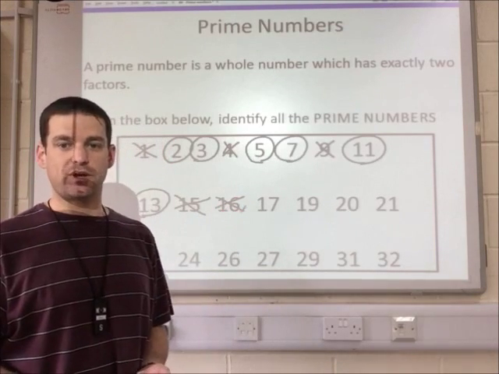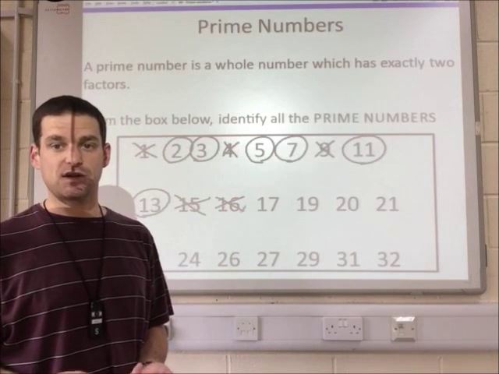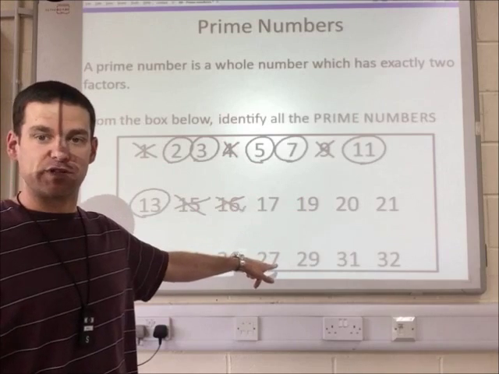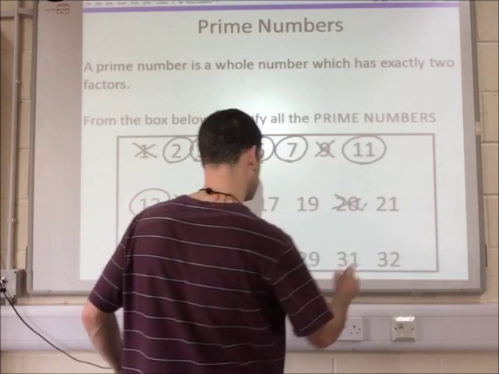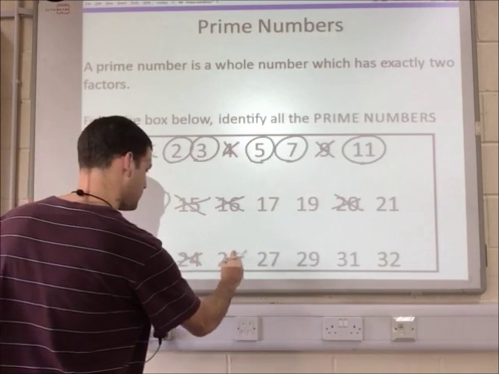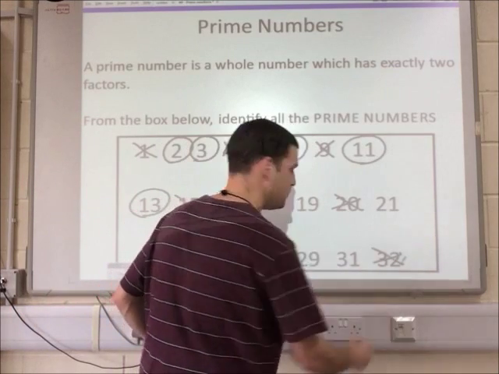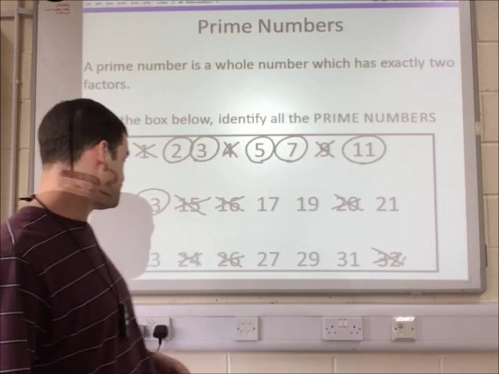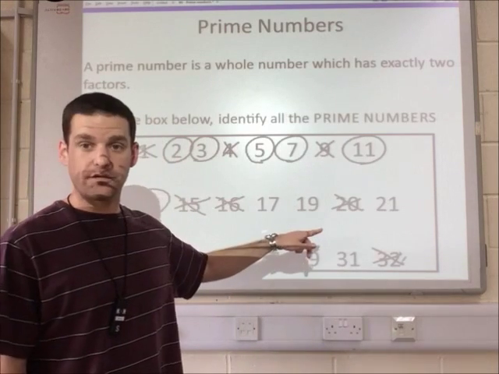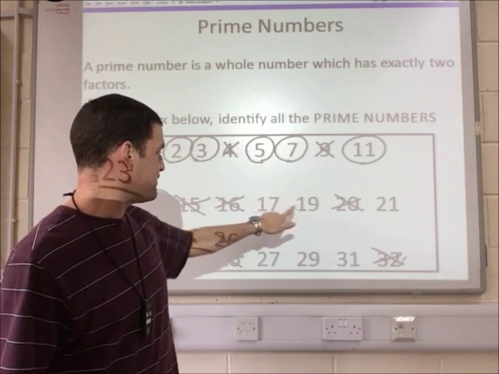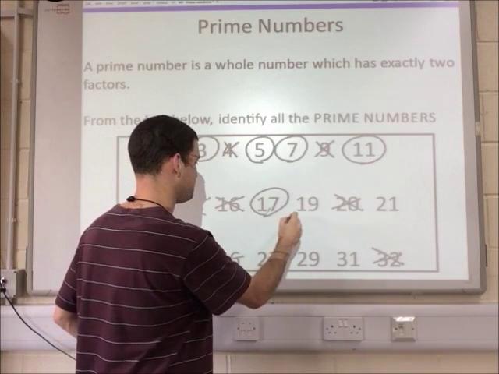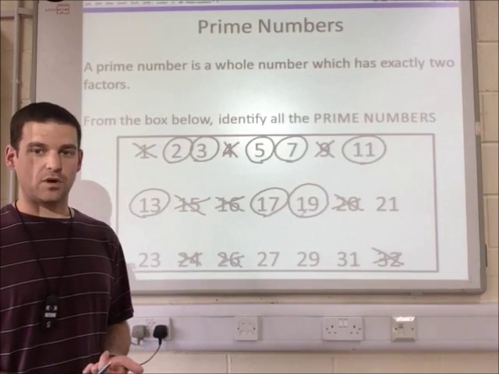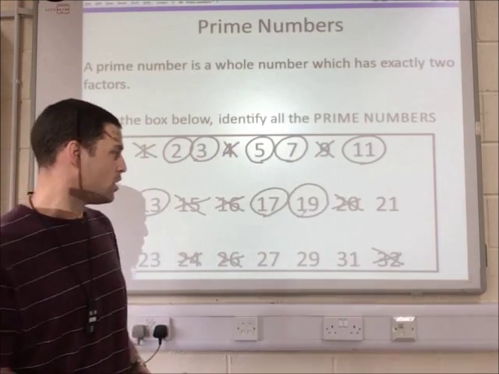16 is not a prime because it's 2 times 8, it's also 4 times 4. In fact, I could take out all the even numbers at this point if I wanted. All those even numbers are multiples of 2, so they definitely can't be prime. If I look through the numbers I've got left, 17 and 19, both of those are prime because they haven't got any other factors other than themselves and 1.